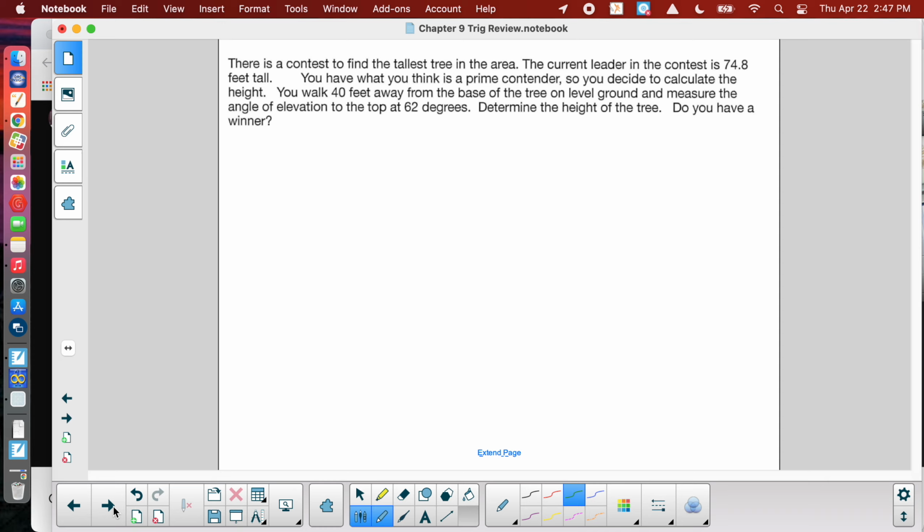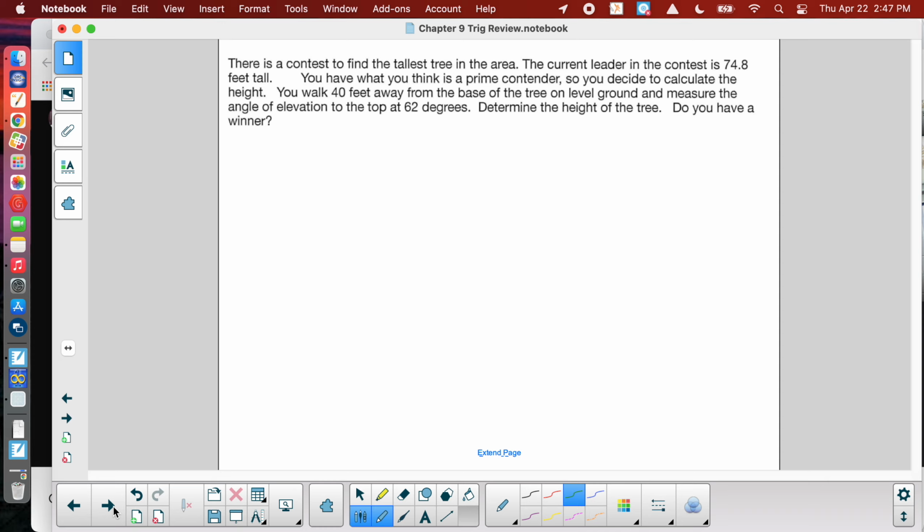Okay, guys, it's gonna be a right triangle, right? Guess what? We're gonna set up SOHCAHTOA on every one of these problems. So you're not gonna get some weird shape here. You're trying to find the tallest tree in the area. The current contender is 74.8 feet high. You have what you think is a prime contender, so you decide to calculate the height. You walk 40 feet away from the base of the tree on level ground and measure an angle of elevation at the top at 62 degrees. Determine the height of the tree. Do you have a winner?